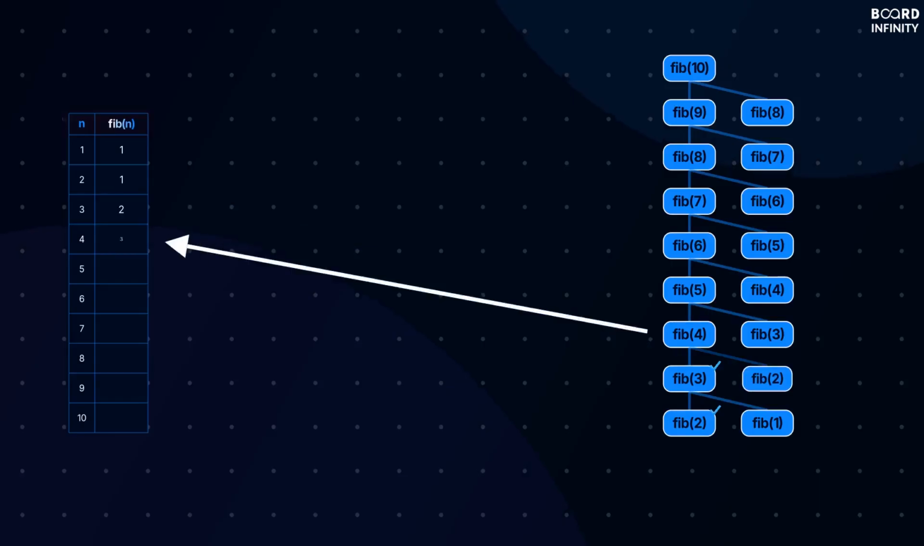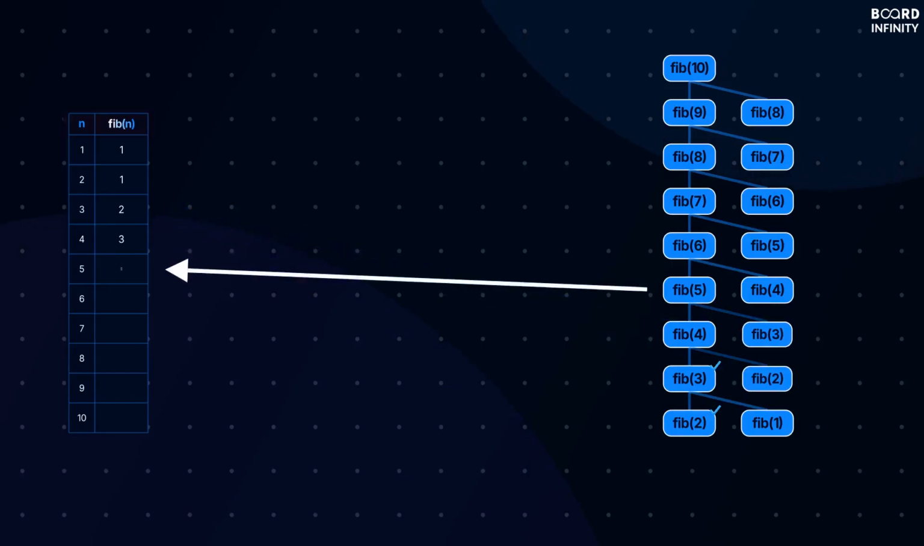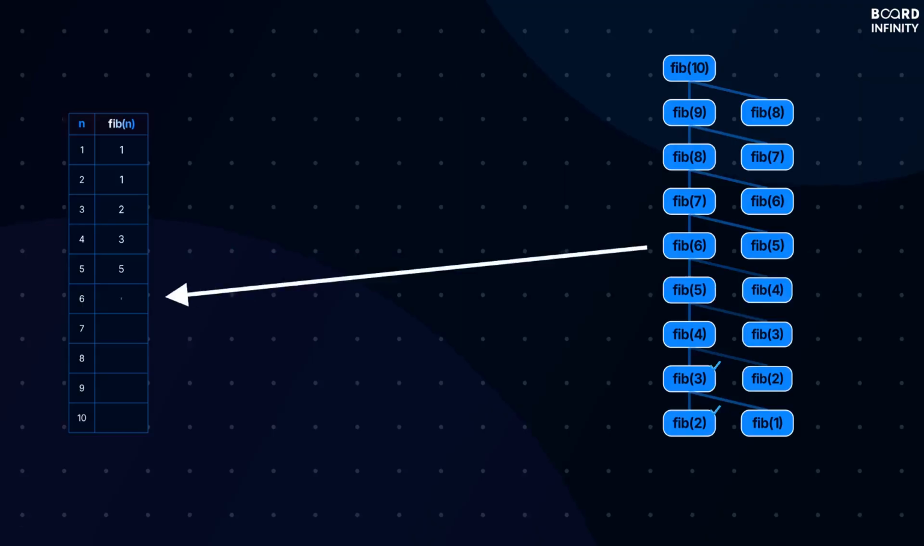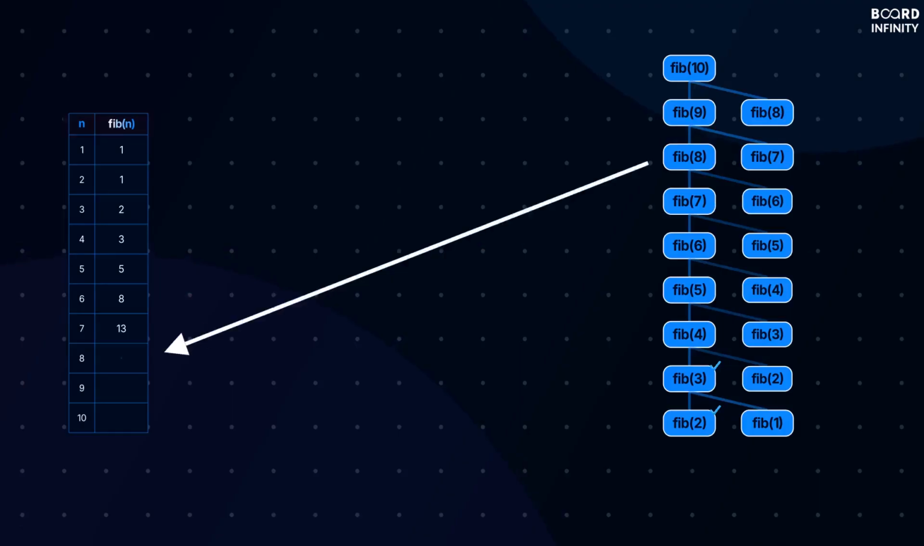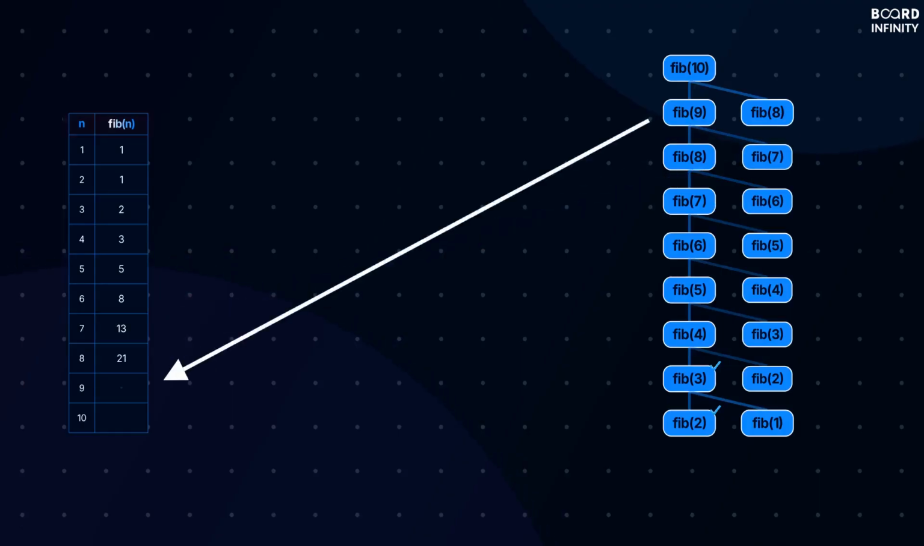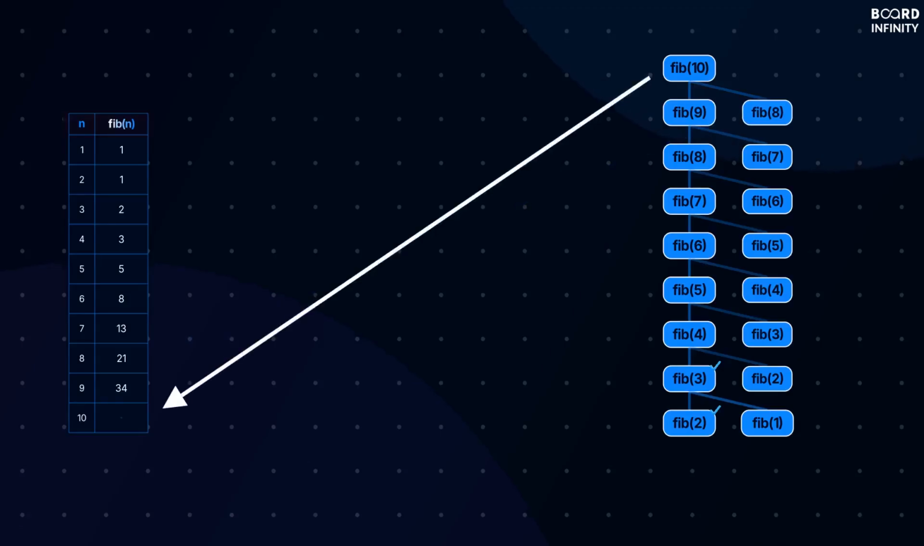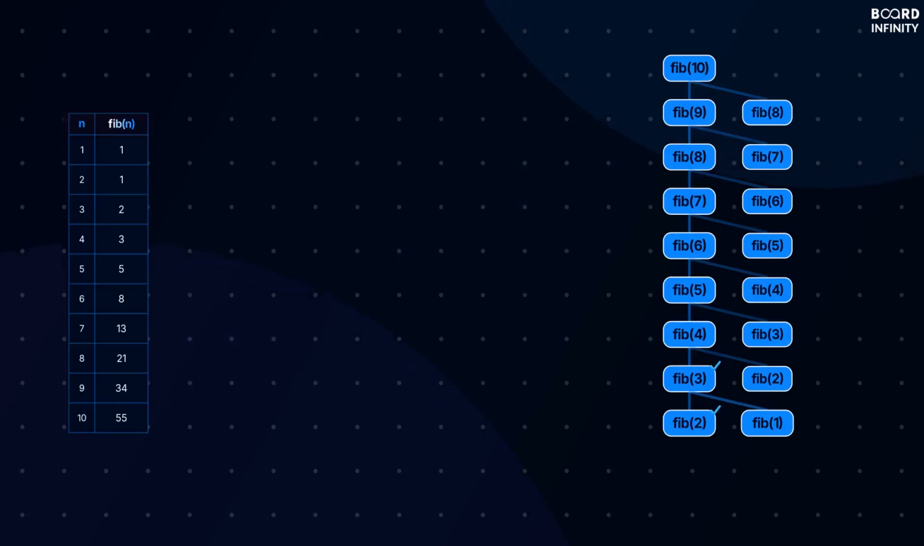This process continues, efficiently avoiding redundant calculations by leveraging our stored results. Notice how the tree visually simplifies, showing a clear reduction in unnecessary work as subproblems are resolved and remembered. By the time we reach fib of 10, our table is complete, and we've solved each subproblem exactly once. This efficiency is crucial for performance.